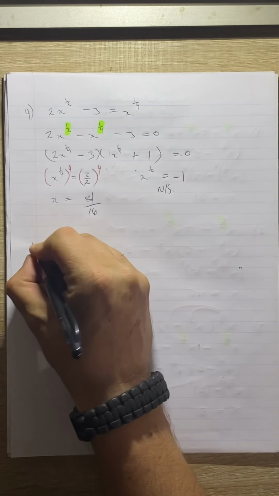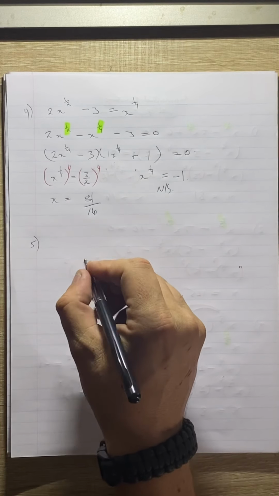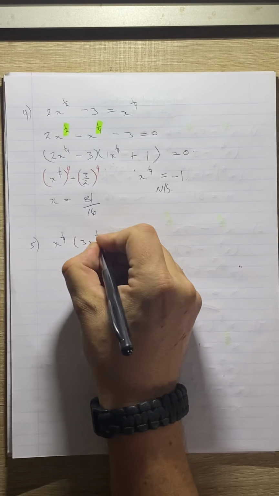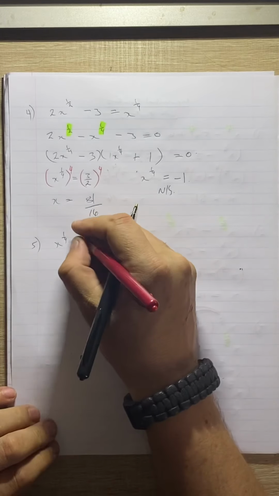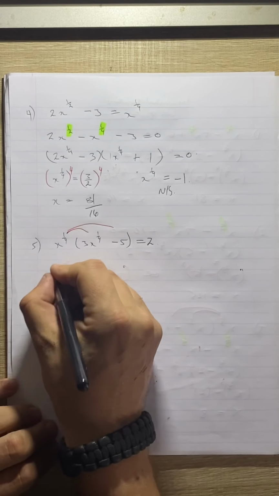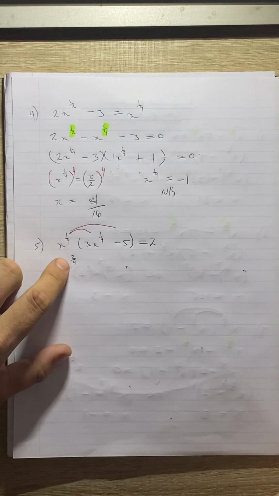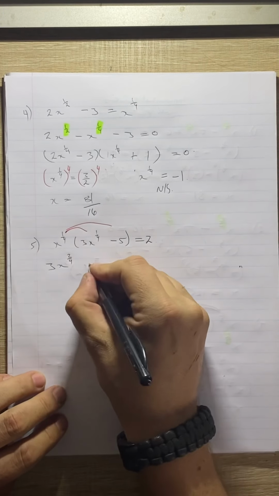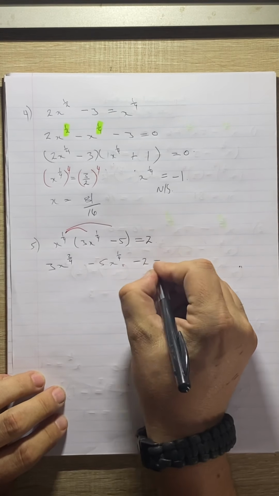Then number 5. Number 5, we've got x to the quarter, 3x to the quarter minus 5 equals 2. Again, just distribute this in. So if bases are the same and we're multiplying, we add the exponents. So we get 3x to the 2 over 4. Now, guys, I know that's going to be a half, but I'd rather say 2 over 4, and you'll see why in a second. And then minus 5x to the 1 over 4, take this to the other side, minus 2 equals 0.